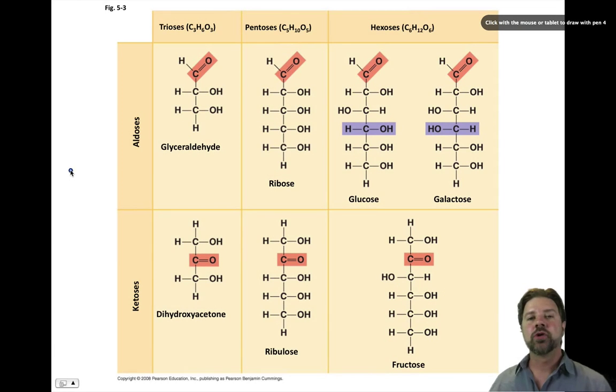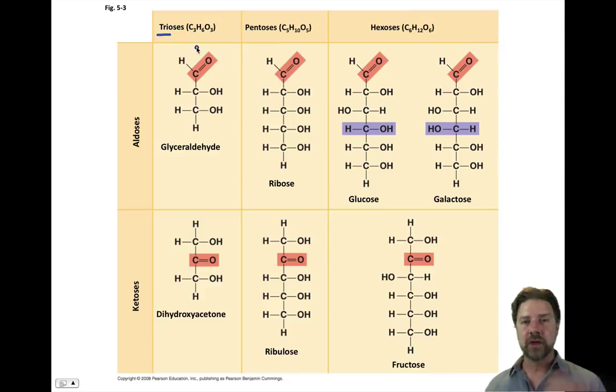This table here is broken down a couple different ways. On the top here we can see trioses, pentoses, hexoses. What the heck does all that mean? Well, we all know what the prefix tri means. A tricycle has how many wheels on it? 3. So what we're saying is that this column here, these are 3 carbohydrates. So 1, 2, 3, 1, 2, 3. That's how we classify this particular group of carbohydrates.